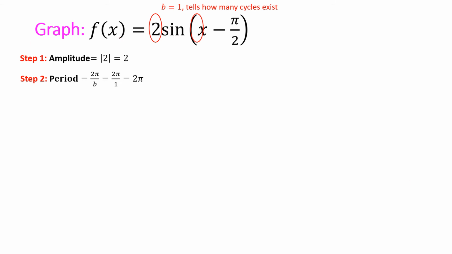Step 3, find the phase shift. We just found the phase shift as negative c over the absolute value of b. It was positive pi over 2. There is no vertical transformation. We don't have to worry about that.